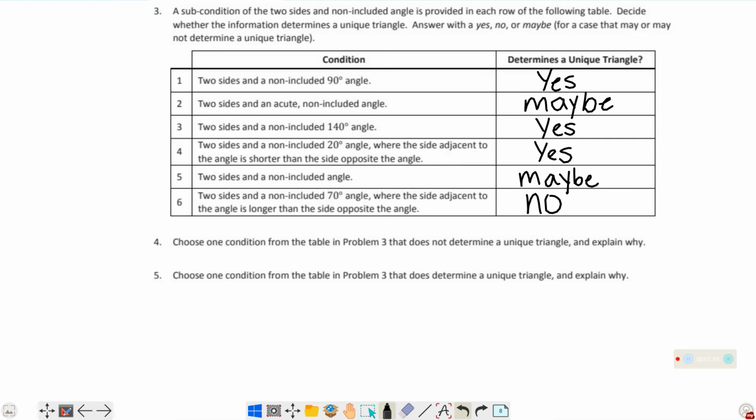Number 4, choose one condition from the table in problem 3 that does not determine a unique triangle and explain why. So the only one that we know is not is number 6. Two sides and a non-included angle would be written as side-side-angle. The 70-degree angle, where the side adjacent to the angle is longer than the side opposite of it, gives us two possible triangles.